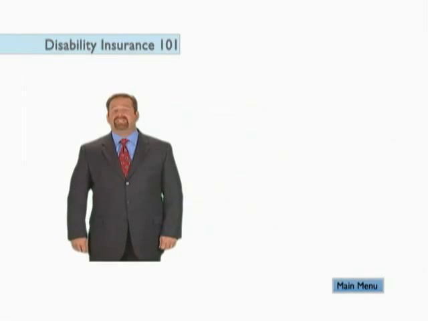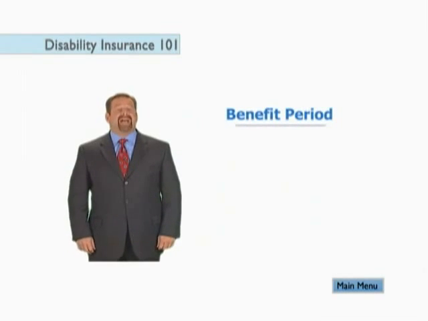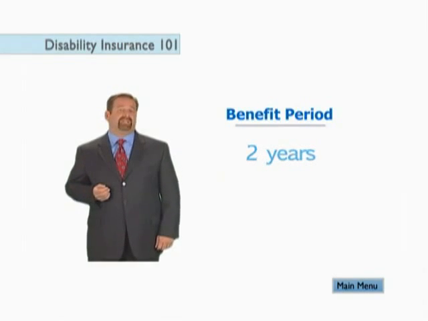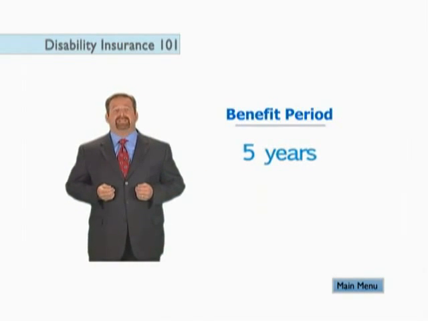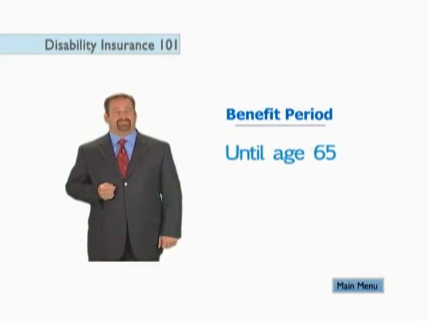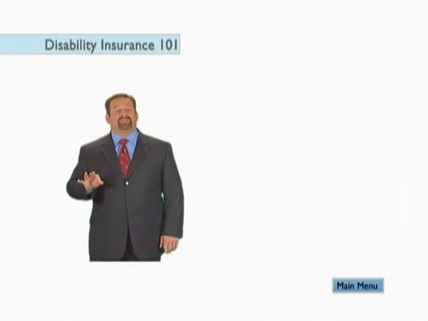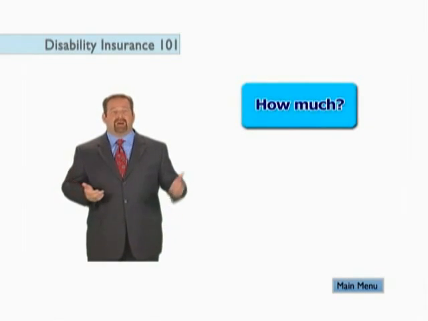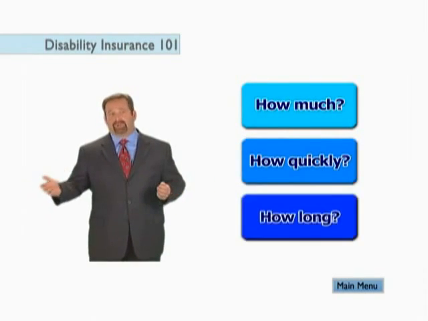The next variable is the benefit period. This is the maximum duration of payment while you're disabled. Typically the choices are 2 years per disability, 5 years per disability, or even all the way to age 65 if you were disabled that long. So the three primary building blocks of a disability policy are how much, how quickly, and for how long.